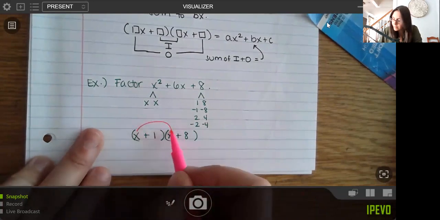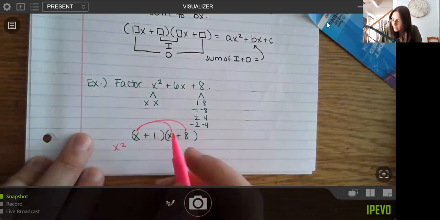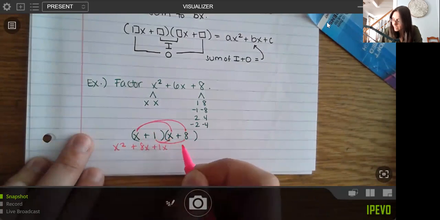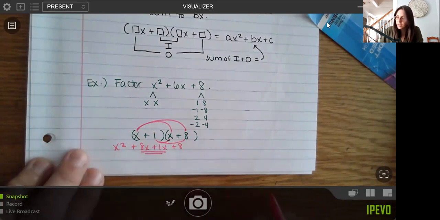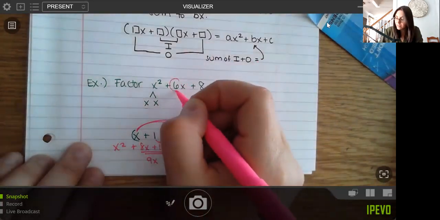So x times x is x squared. X times 8 is 8x. Here, 1 times x is 1x, and 1 times 8 is 8. So if I look at that inside and outside combination and I add them together, notice I get a 9x. My original problem had a 6 in it, so this doesn't match.